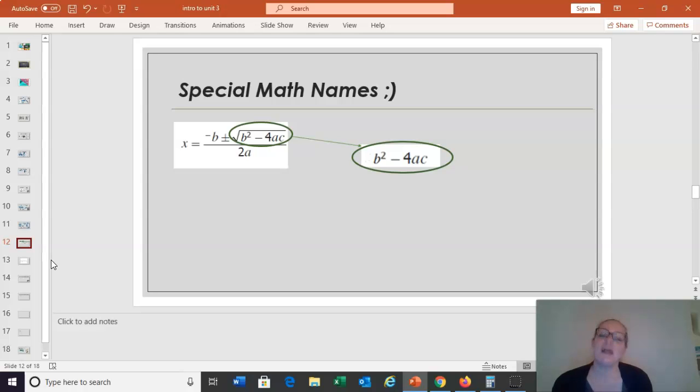All right, so sometimes in math, we have things that are special and we name them. We meaning like the old ancient Greek mathematicians. So the value that's under the radical bar has a special name. It's called the discriminant. The discriminant describes the number of solutions there are in a quadratic. So it's actually super helpful.